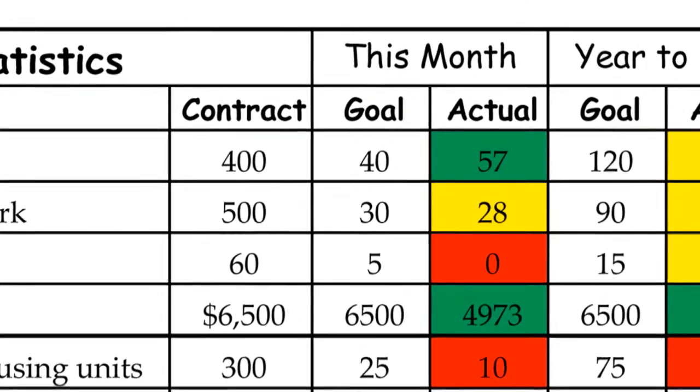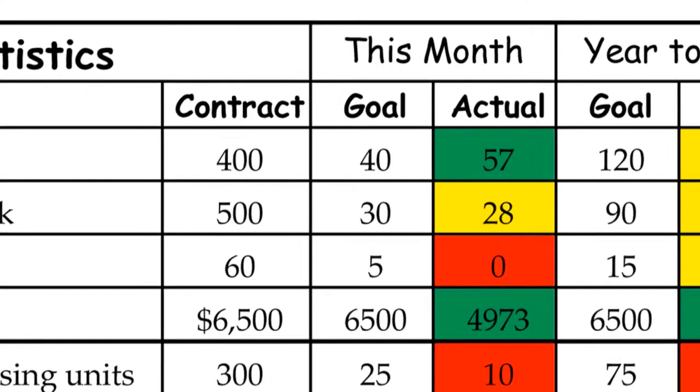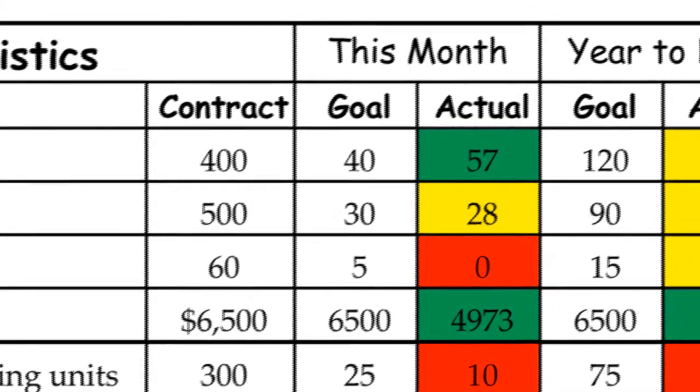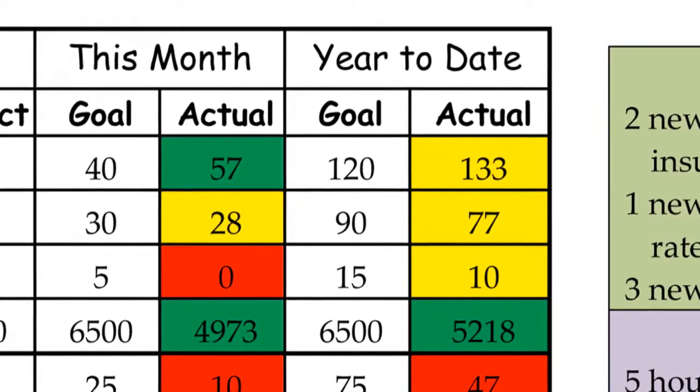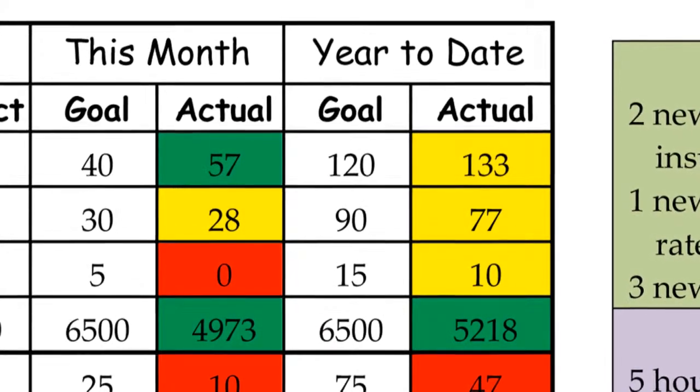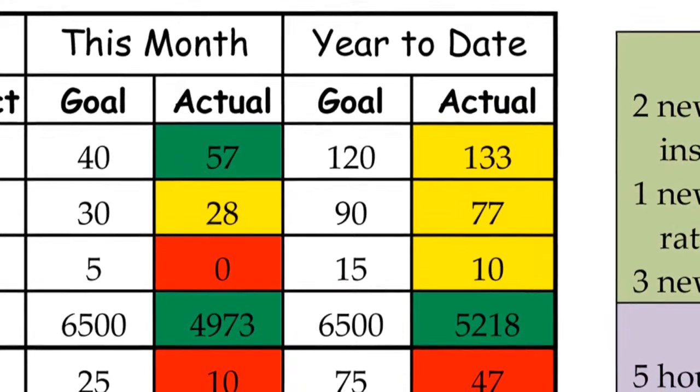The example reports on a month. It could be for another period, such as 2 months or a quarter. The goals for a reporting period are determined by dividing the contract goal by the number of reporting periods. The last 2 columns present the same information for the program to date. In our example, that's 3 months.